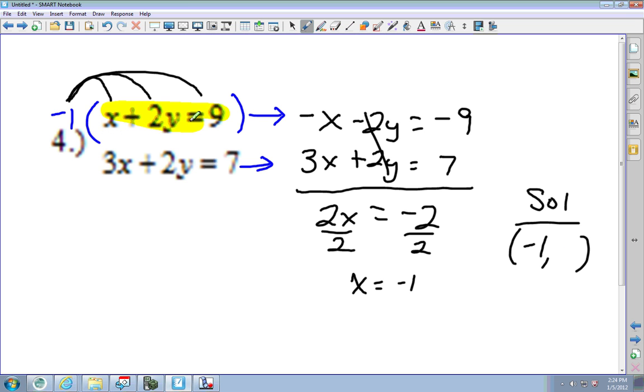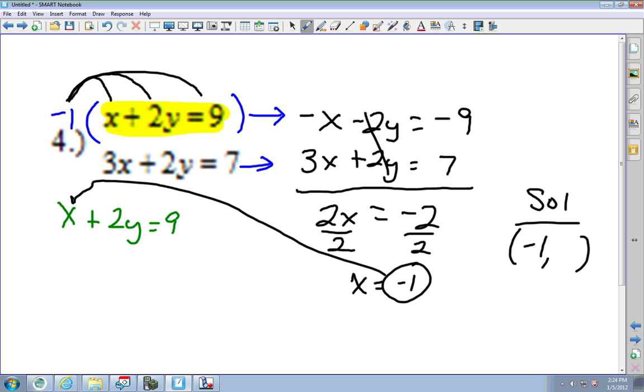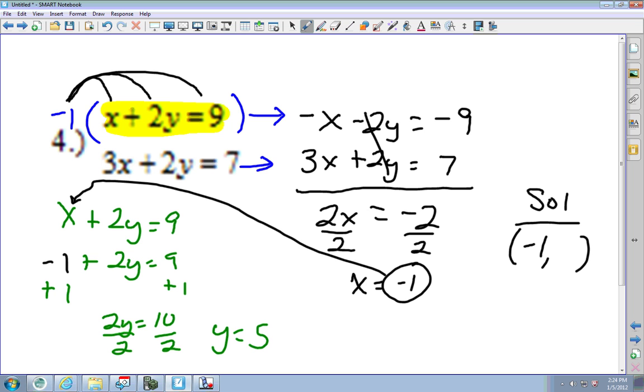Okay, well, here's my equation I'm going to use. You didn't have to choose that one. X plus 2y equals 9. Okay, x is -1. We're going to come up here and put this in here. I have -1 plus 2y equals 9. Let's solve for y. Add 1 to each side. 2y equals 10. We're going to divide by 2. Y equals 5. There's my solution. Try the next one.